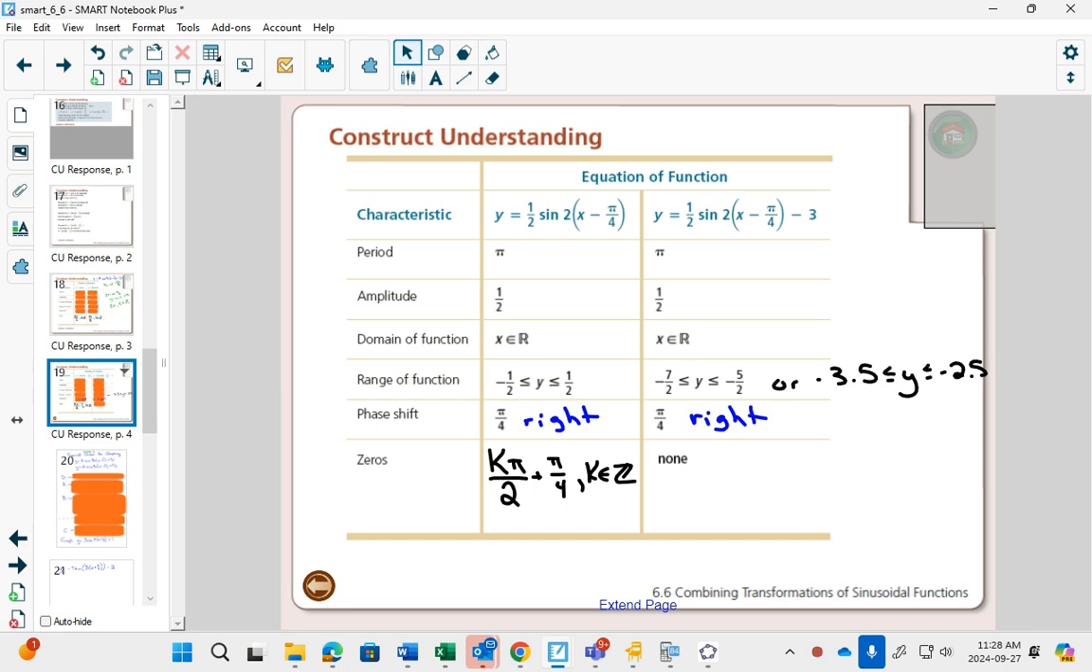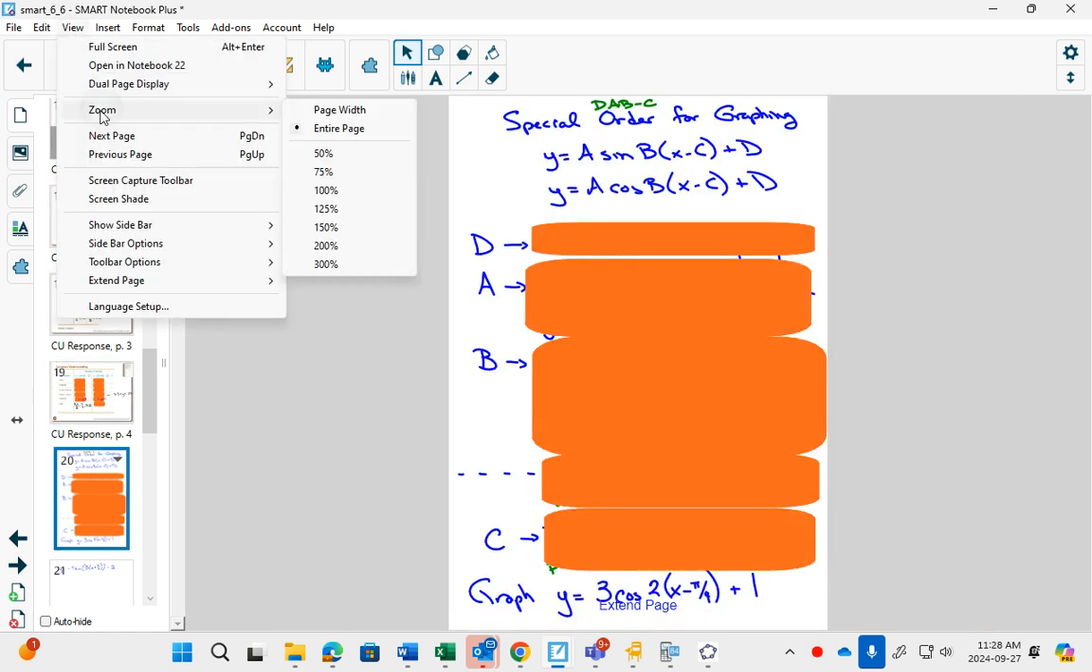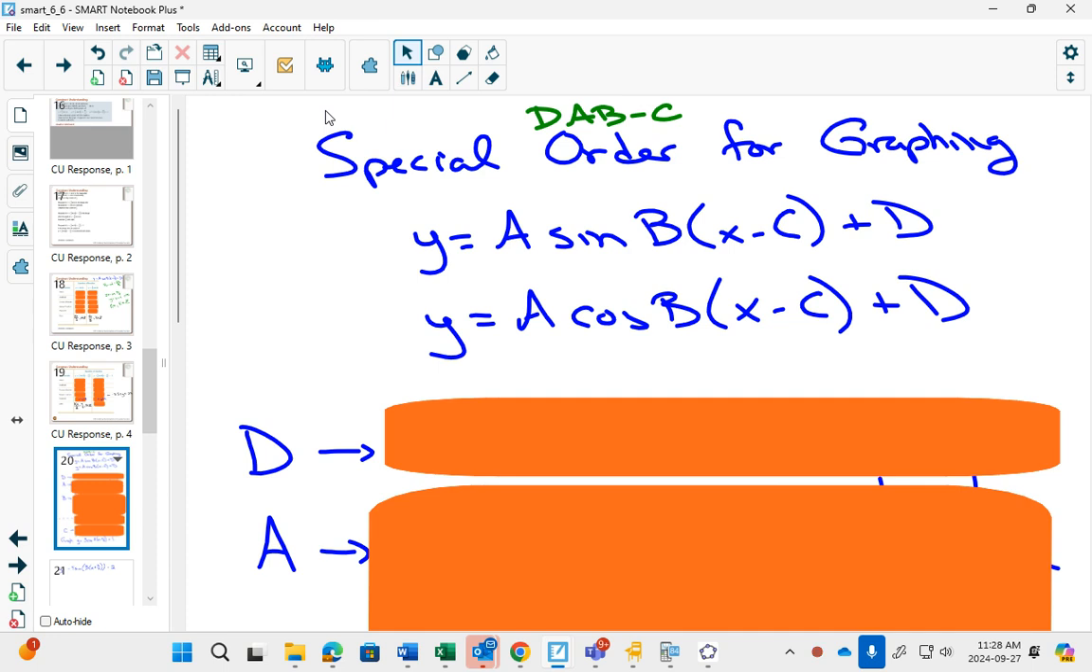And you can write this on the top of page 531. The technique we're going to call DAB-C. It's called that because if you know the name of the technique, it will help you remember how to do it. It is a special order for graphing both sine and cosine graphs. And the reason it's called DAB-C is because you're actually going to start with the D value. And the DAB-C is just a way for you to remember an order to help you graph.